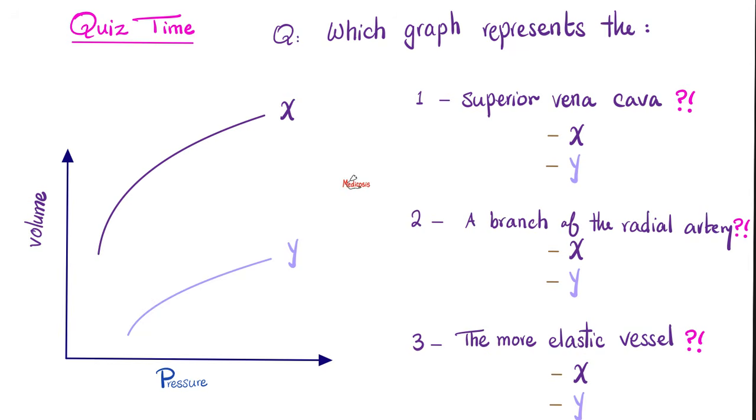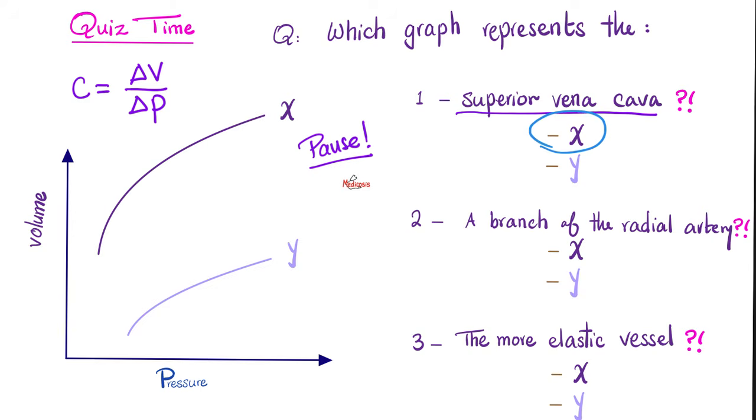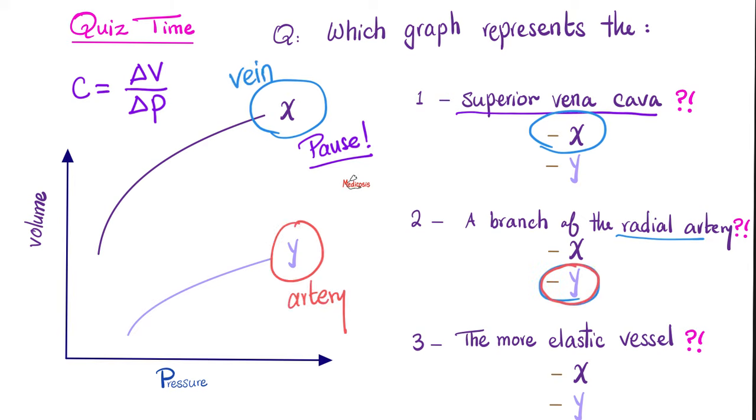Which of the following graphs represent superior vena cava? Is it X or Y? How about which graph represents a branch of the radial artery? X or Y? Which one is more elastic, X or Y? Answer. The superior vena cava is a big vein. Veins are very compliant because you can expand them big time. A branch of a radial artery will be an artery or an arteriole. Arterioles are elastic, but not compliant relative to vein. So the answer is Y.